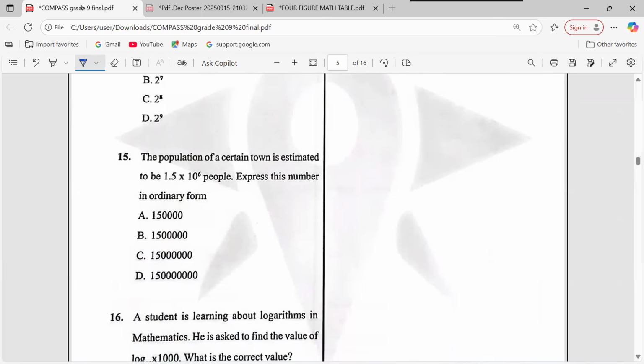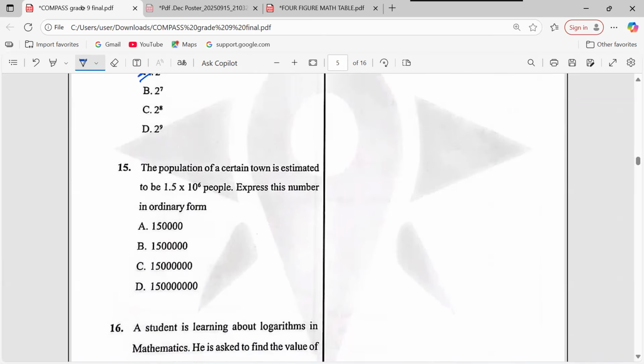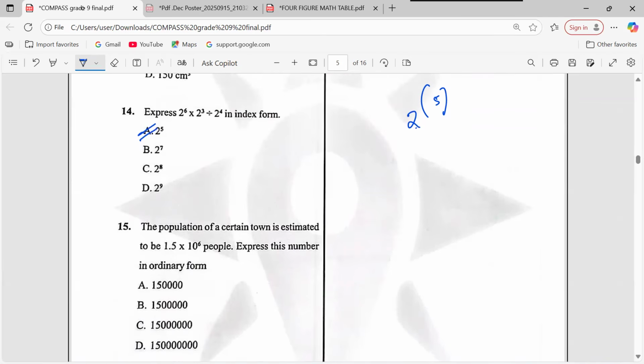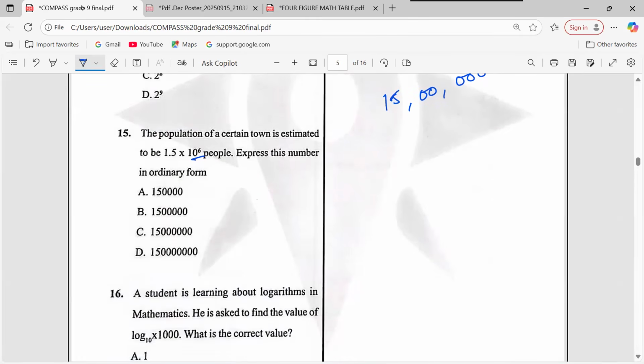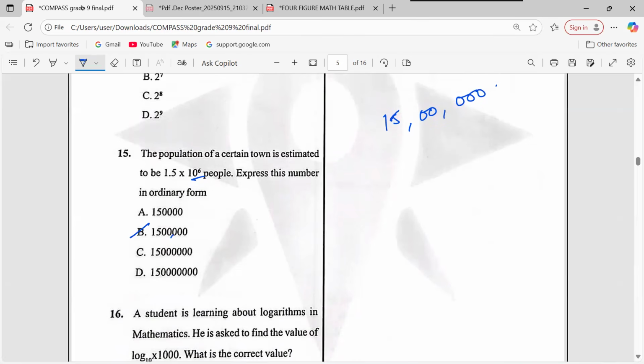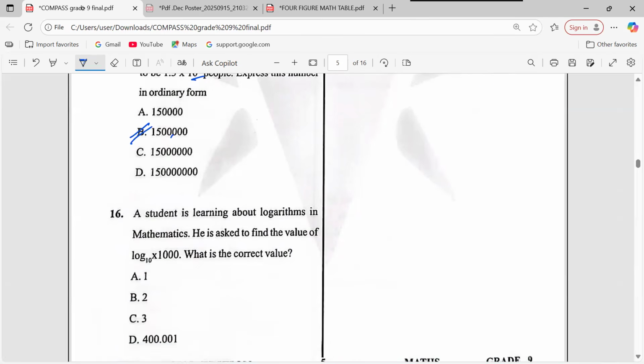Express this number in ordinary form instead of standard form. How can it be in ordinary form? Therefore, when we write this one in ordinary form, it will be 1.5. You know, there are 6 zeros that I'm about to add. So you can count 1, 2, 3, 4, 5, 6. We check whether there is such a value. Yeah. That makes B our answer.